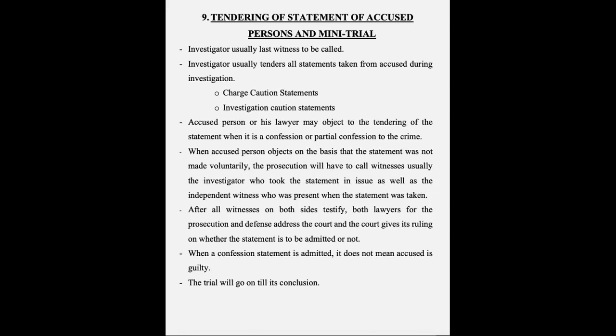After all the witnesses have addressed the court on the admissibility or otherwise of the investigation caution statements, the court will now have to give its ruling on whether the statement is going to be admitted or not. The court will have to consider whether you made the statement voluntarily or not, and now give its ruling.